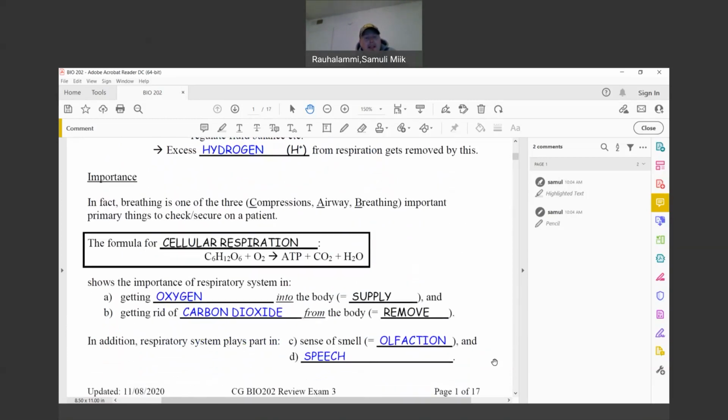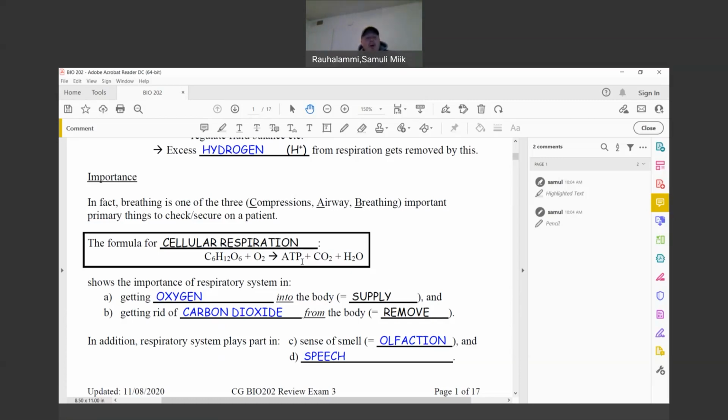So if we try to really simply summarize why the respiratory system is so important, it all comes back to this formula that we've seen before. The formula of cellular respiration tells us how we are converting sugars. In this case, I have a glucose molecule, and we're converting that to ATP. ATP was the cellular energy currency, so energy stored in a chemical format that can then be used to drive all other processes within the body.